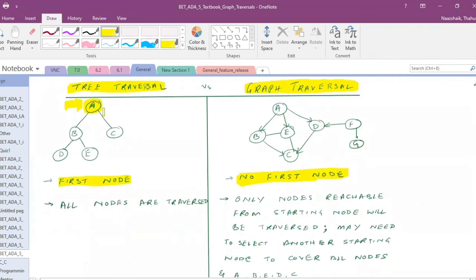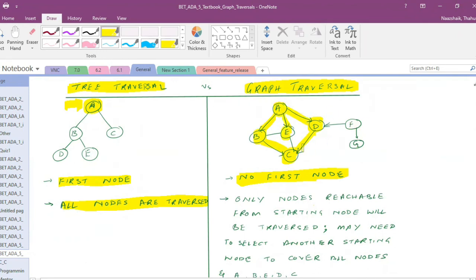The second difference: in a tree, all nodes are connected. You start, you apply any technique, inorder, preorder, postorder, whatever technique you apply, you will cover all the nodes, right? This is given, all nodes are traversed. However, in a graph, it may be that only some nodes are reachable. Suppose if you start with A, you can reach B, you can reach E, you can reach D. From here, you can reach C. So this is all. You cannot reach F and G if you start with A, right?